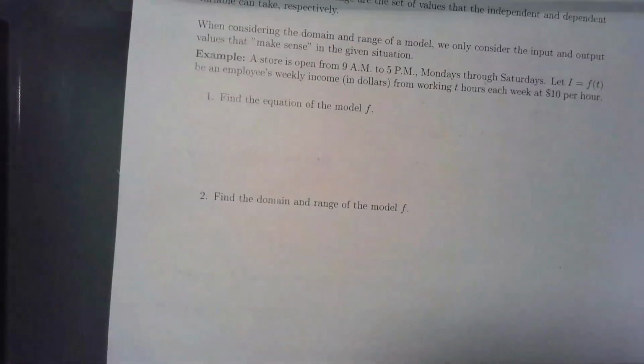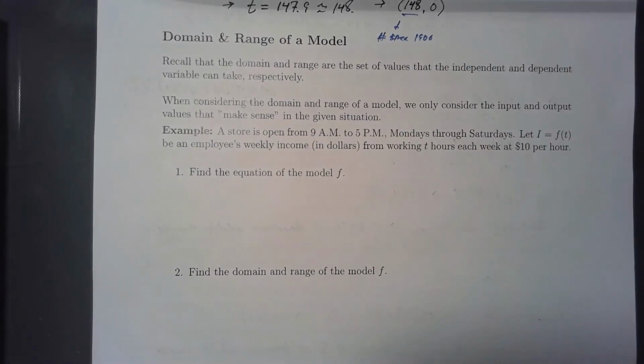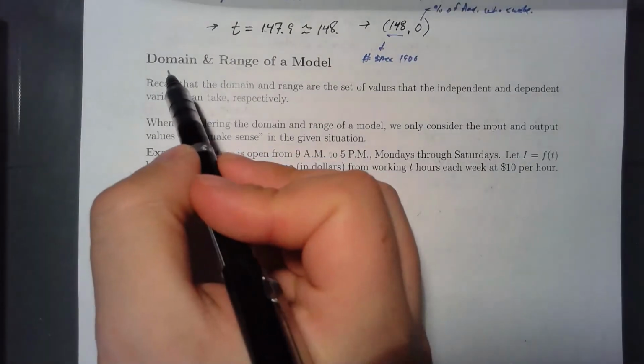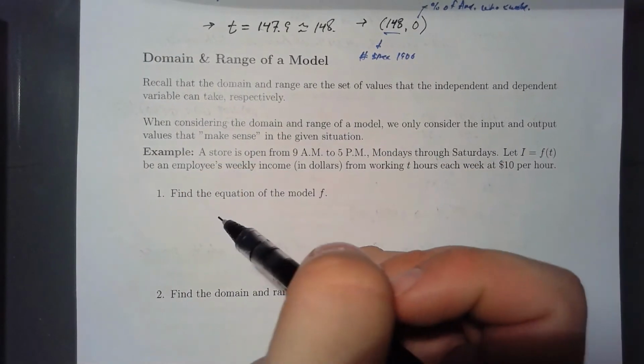So the last thing in this section is finding the domain and range of a model. If you remember from the last section in chapter 1 when we did domain and range, the domain is the set of all values the independent variable could take. The range is the set of values your dependent variable could take.